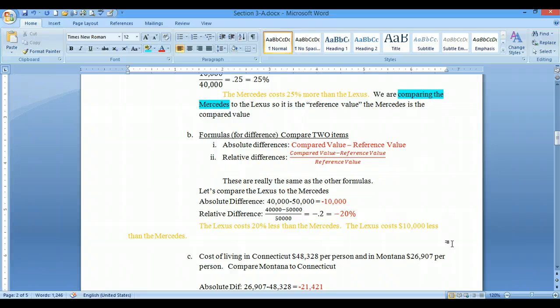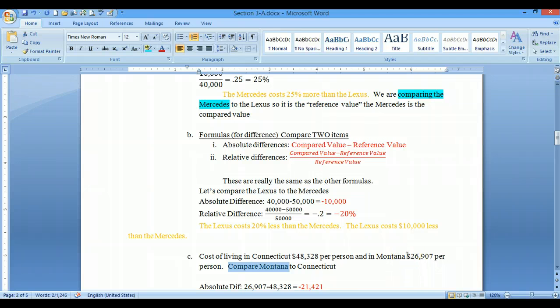Let's move on to the next example. The cost of living in Connecticut is $48,328 per person versus Montana, which costs $26,907 per person. Let's compare Montana to Connecticut. So I want the absolute difference, not change, and the relative difference. Now I want to compare Montana. So Montana is going to be the compared value. Compared value comes first, minus the reference value.